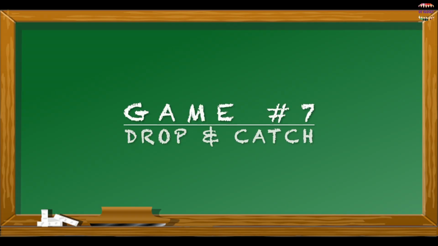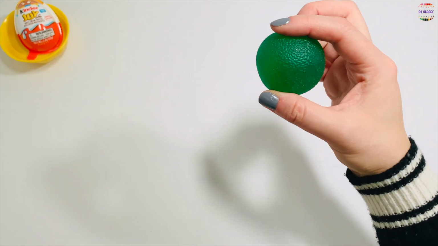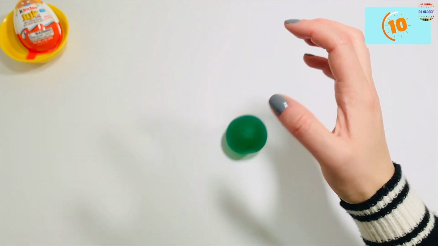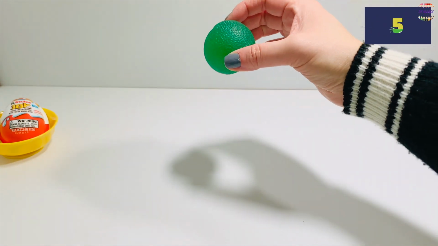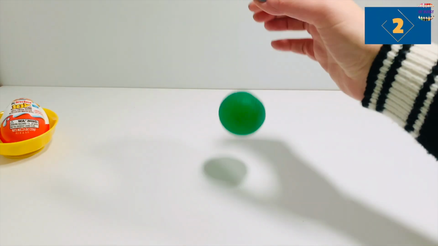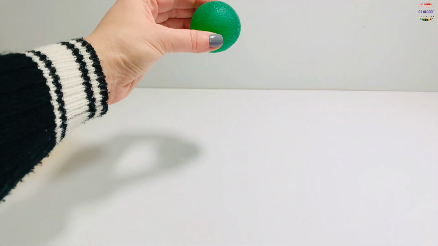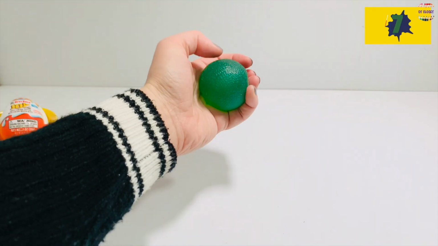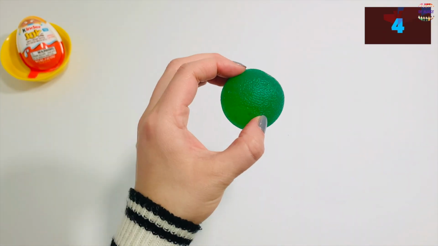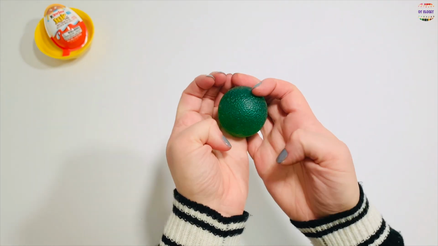Game number 7. Let's drop the ball to the table and catch it with one hand. Start with your right. Drop and catch. 10 seconds. Go. Try it with your left now. Let's do both. 10 seconds. Go.